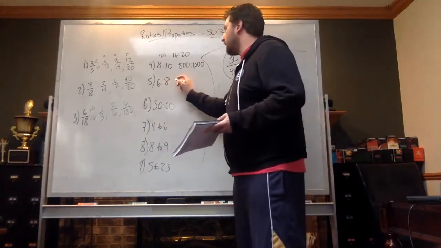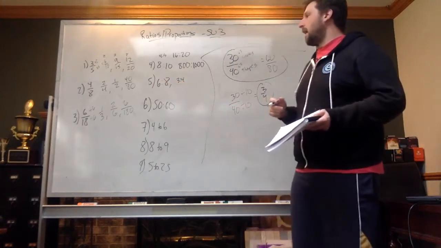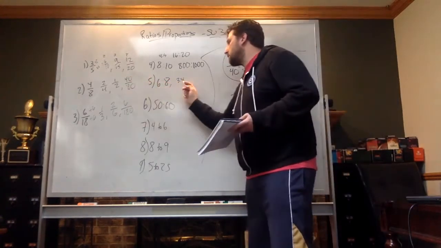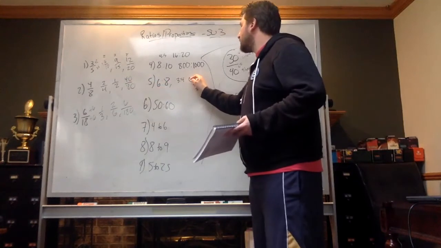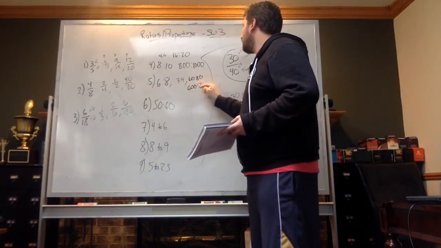Now 6:8, I'm going to divide both by 2: 3, 4. You're going to notice I'm writing it the way that they wrote it. I have a colon there. This one I wrote as fractions. This one I'm writing as a colon. 60:80. And maybe 600:800.